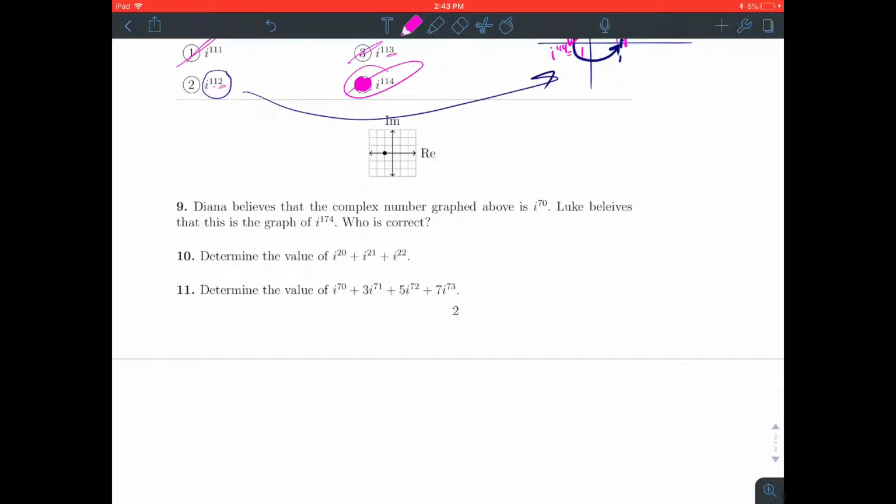All right, so Diana believes that the complex number graphed above is i to the 70th. Luke believes that this is the graph of i to the 174th. Who is correct? Oh man, okay. Well, I'm going to do 70 divided by 4 to count how many full cycles this is. 70 divided by 4 actually doesn't work out too nice.